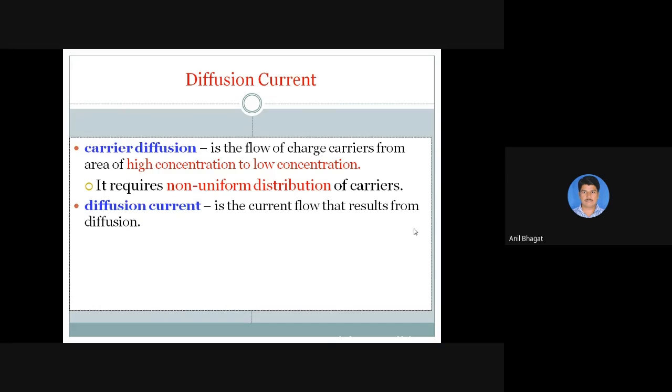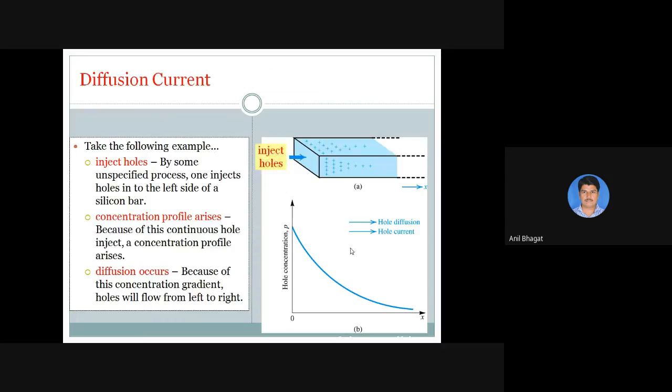Now one particular area has a greater number, for example in a classroom. The number of students sitting at the back is large, and only 2 to 3 students are sitting on the first benches. That is called non-uniform distribution. But suppose you distribute two students to each bench, you call it uniform distribution. So non-uniform distribution is always required for carrier diffusion. And you know that diffusion current totally depends upon the charge movement and the current flow that results from diffusion, right? Diffusion is nothing but the movement of charge carriers due to concentration difference, from low to high or high to low. This is the diffusion current.